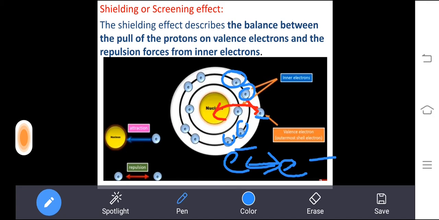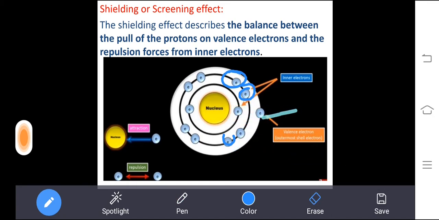Like in a magnet, how the north pole is repelled by another north pole, the same thing: repulsion will be there. Like that, here also the electron repulsion will be there, so it will not contract. That process we can call the shielding effect.